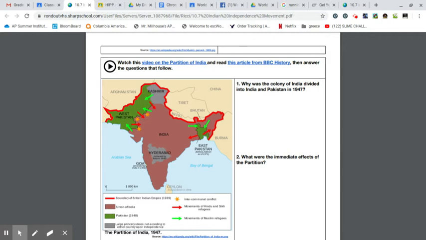And on Friday, I'd love to meet up through Zoom or something and talk about this information. This is actually pretty interesting. You're talking about a civil war that kills between 500,000 and a million people immediately after India gets its independence. So make sure you're paying attention and doing what you need to do.